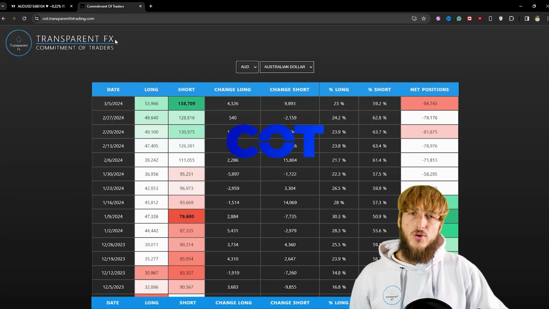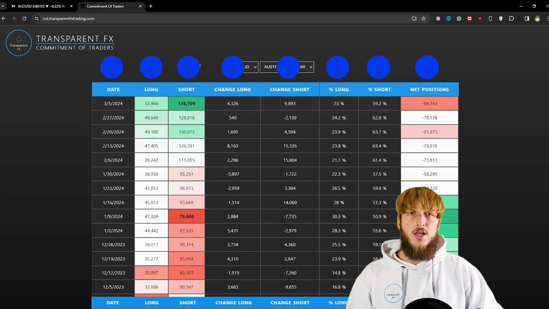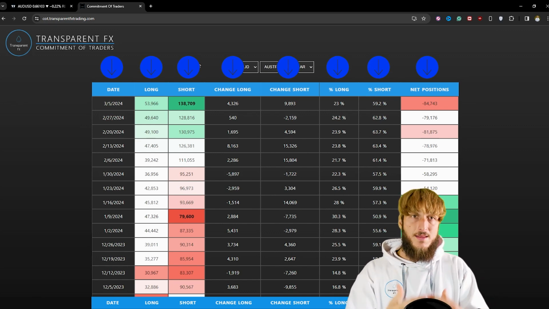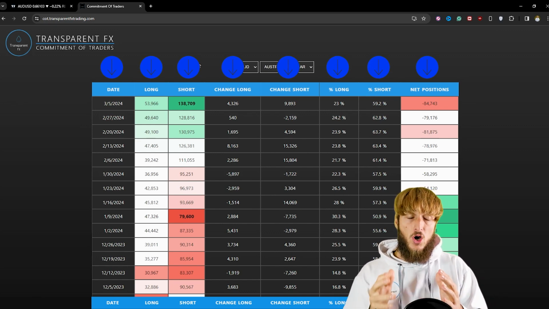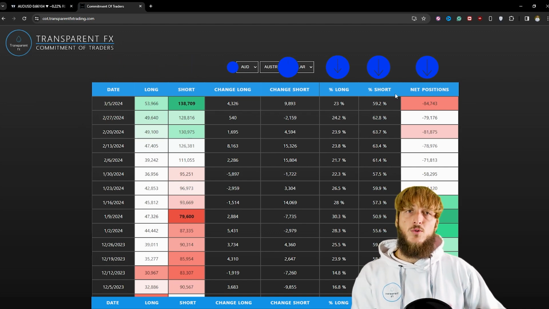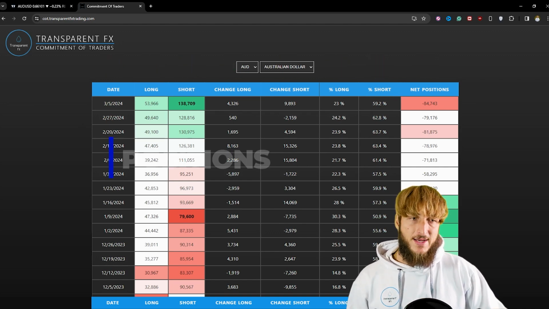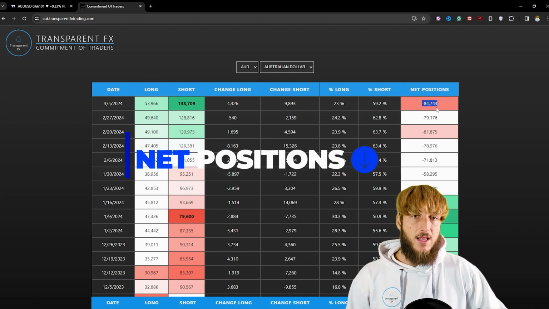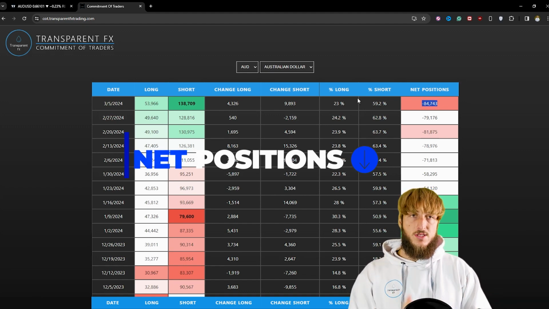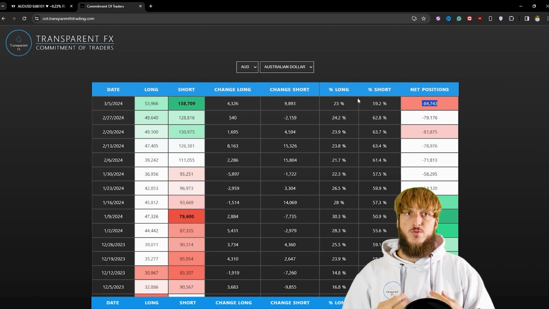Now, if we go and see what we have when it comes to the commitment of traders, so the COT data, so essentially what hedge funds and the big players in the market are doing, on the AUD, we can see that lately we do not see any institutional longing yet. We went from having minus 32k to minus 84k net positions, so institutions have not started longing AUDUSD, which for me is a quite strong red flag.